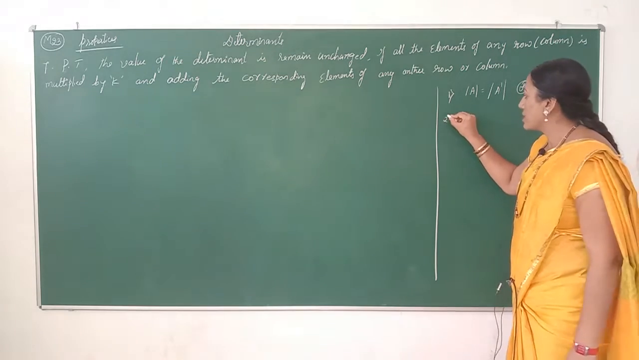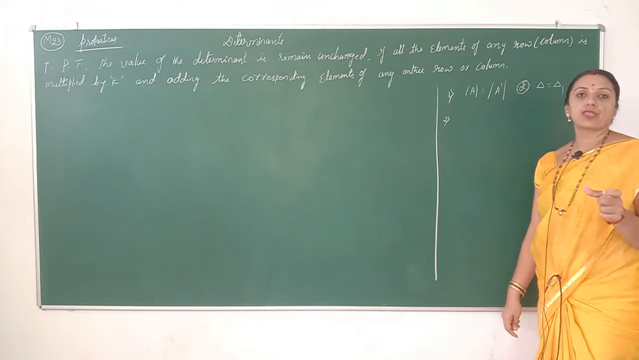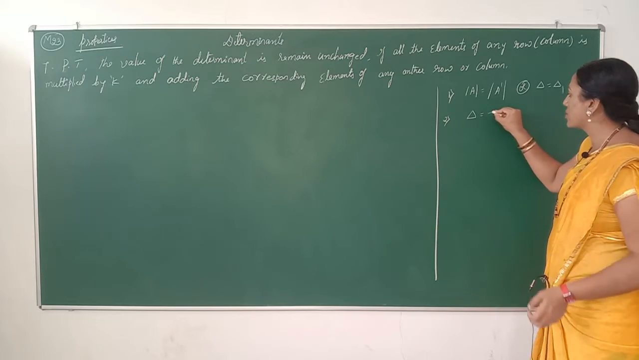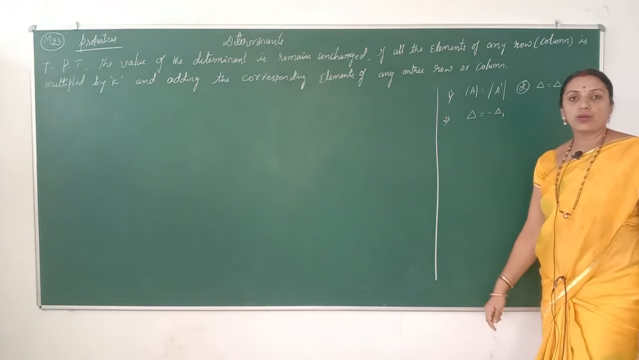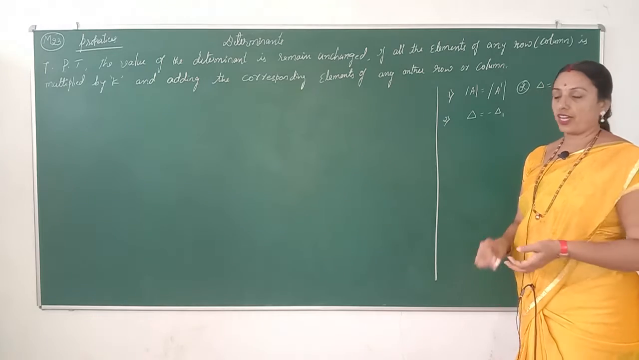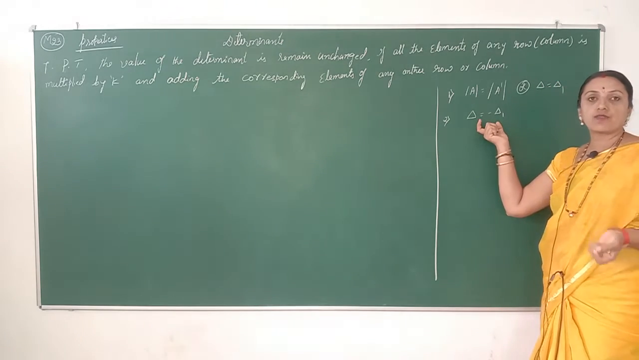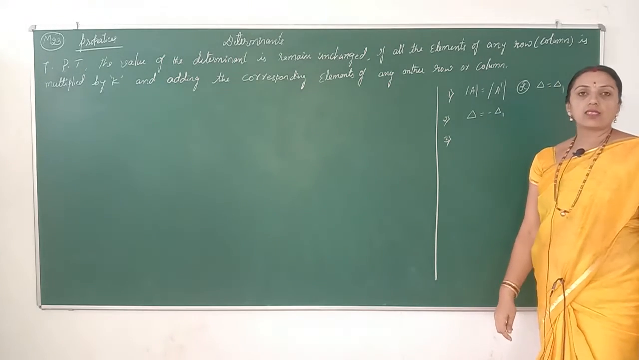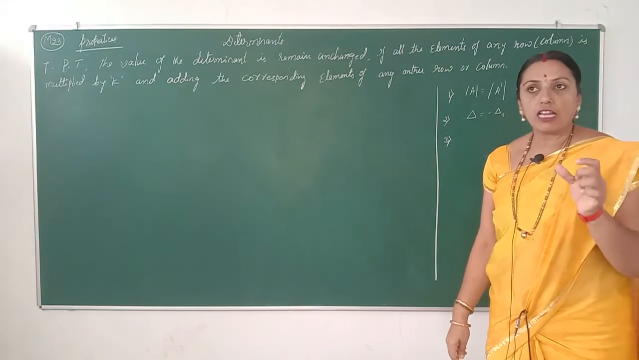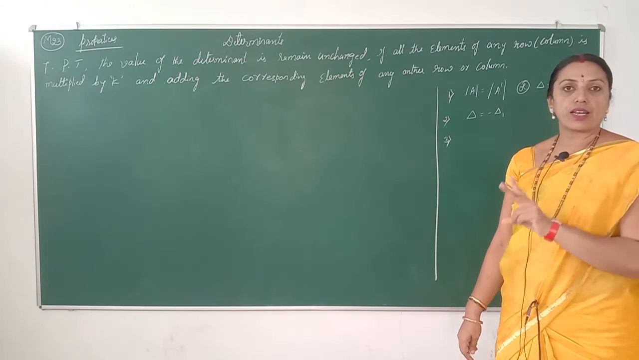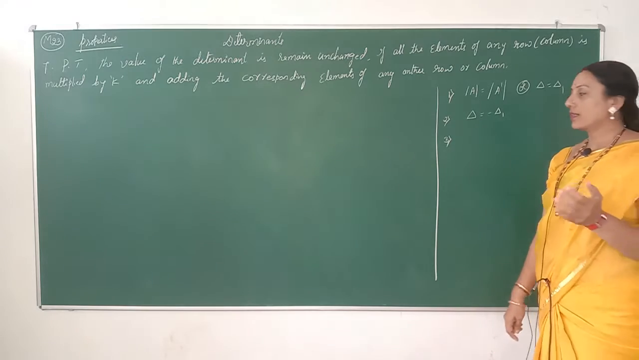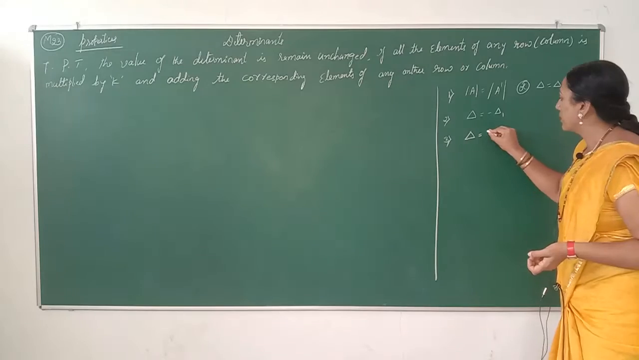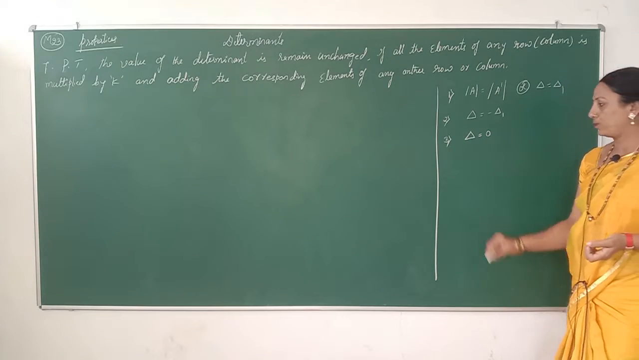The second property: if any two rows or any two columns are interchanged, then the value of the determinant changes its sign. Any two rows or any two columns interchanged, then the value changes between positive and negative. Third one: the value of the determinant is 0 if all the elements of any two rows or any two columns are identical.